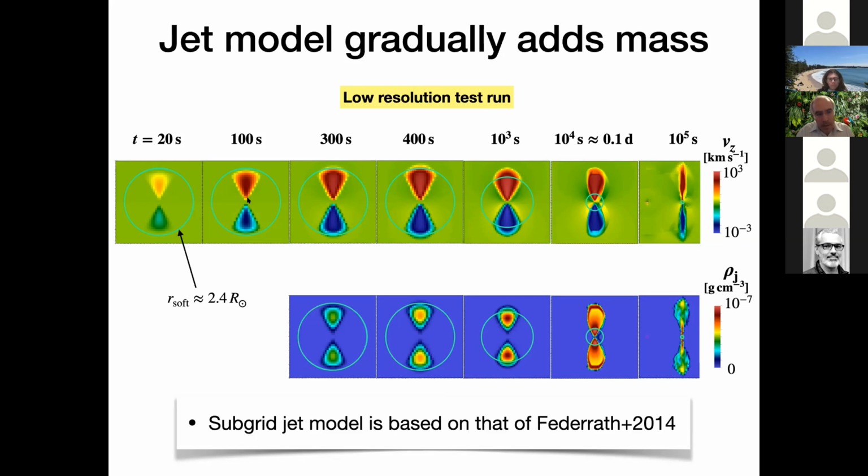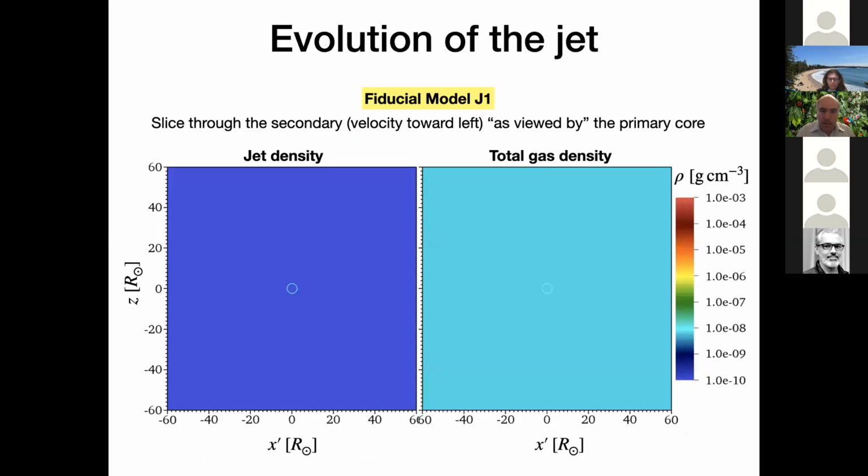And then it takes a bit of a longer time to actually add enough mass to get the density that we would expect from the jet if we just do a simple calculation using m dot and the jet velocity. And basically at that same time as the density becomes its final value, the jet starts to advect out of the jet launch region, right? And this is based on the model of Federath 2014.